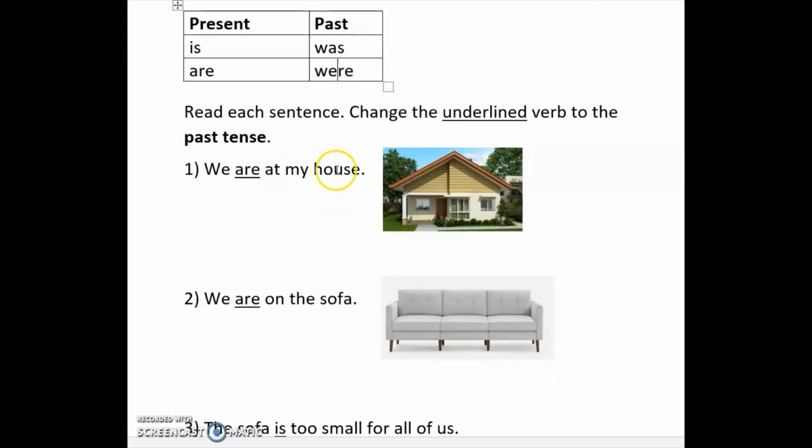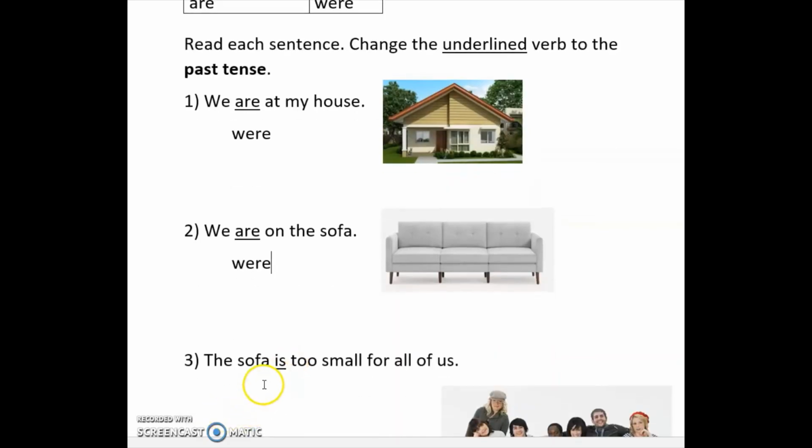We are at my house. Are becomes were. We were at my house. We are on the sofa. Are again, so that also becomes were. We were on the sofa.